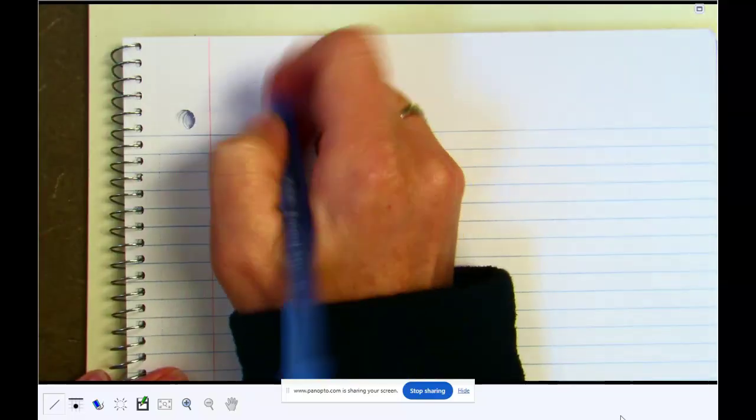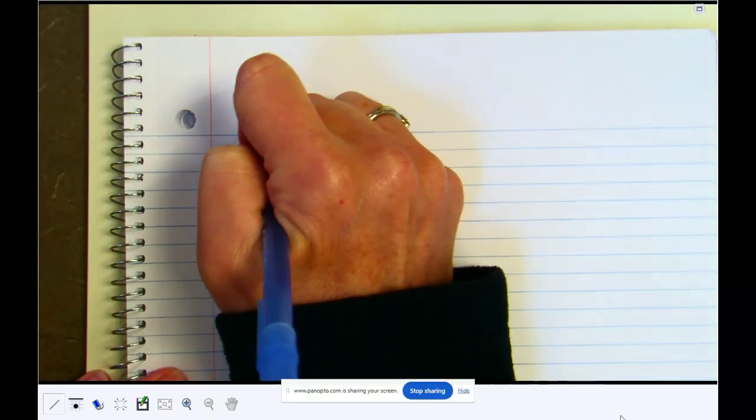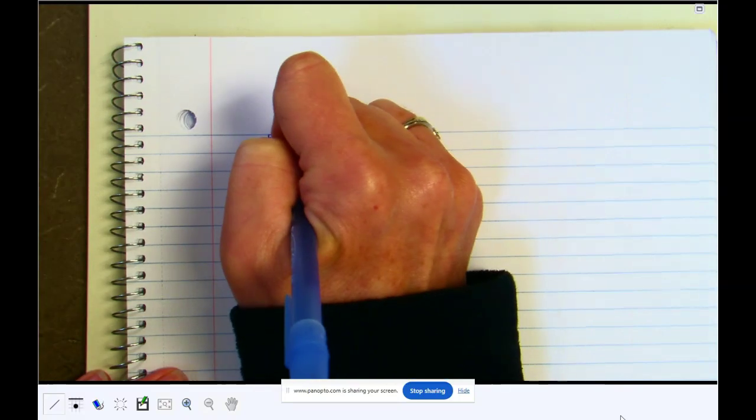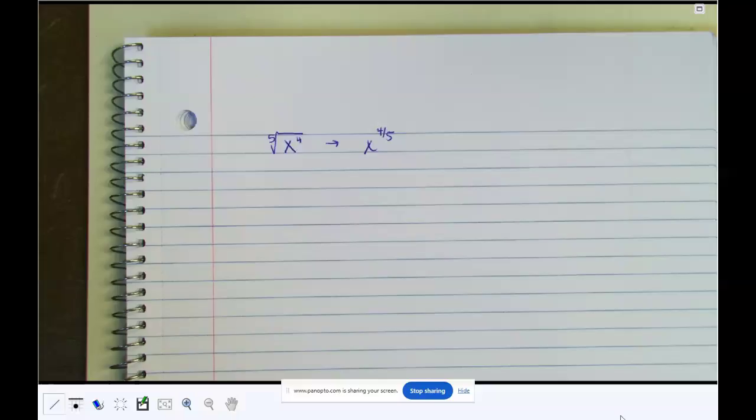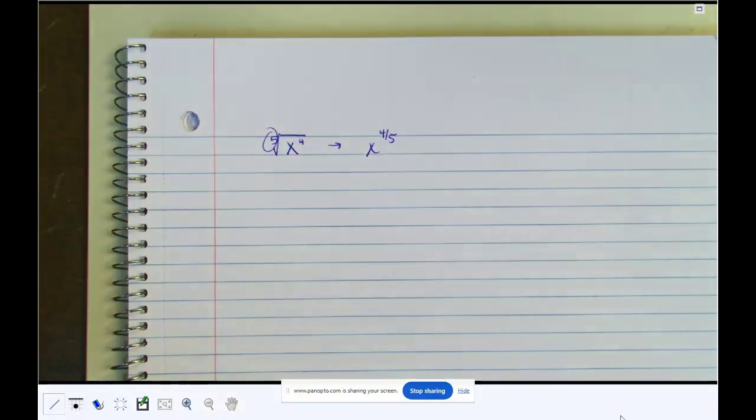So let's go the other way. Let's say I gave you the 5th root of x to the 4th. I want you to rewrite him with a fractional exponent. Okay, he would be x to the what? 4/5. 4 over 5. Because the bottom, this guy is the bottom of the fraction. Okay, that's it.